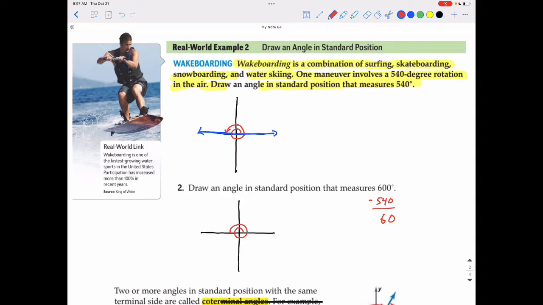So I need to go an additional 60 degrees. To go an additional 60 degrees might be about, let's say, that far. And then I'll draw in my terminal side. Better draw my initial side too. And there you go. There is a 600 degree angle.